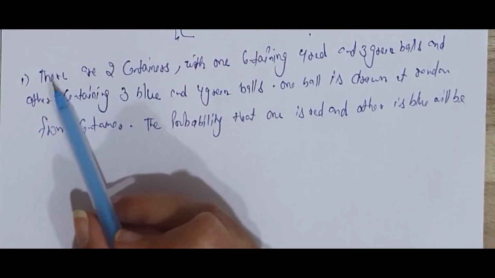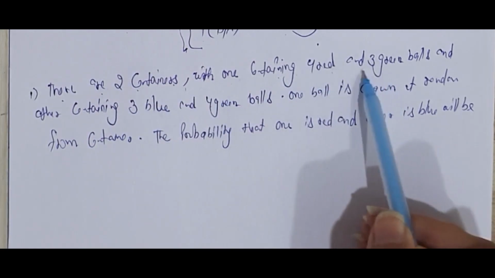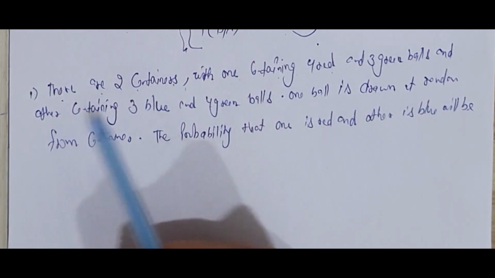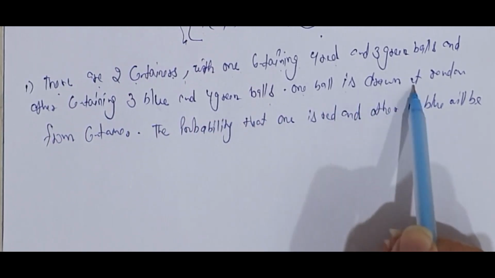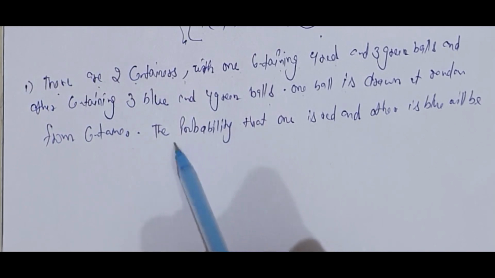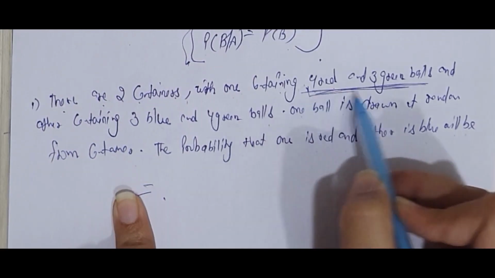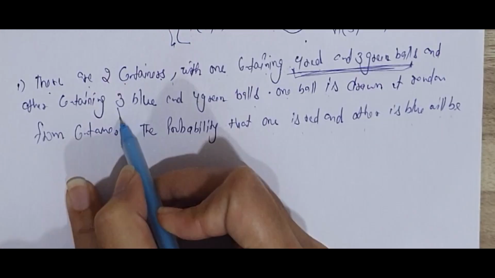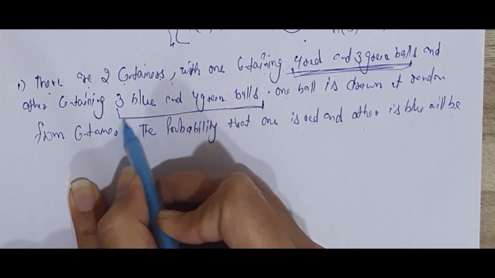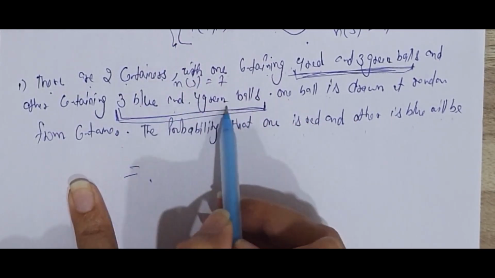Now understand it with the help of an example. There are two containers, one containing 4 red and 3 green balls, and the other containing 3 blue and 4 green balls. One ball is drawn at random from each container. What is the probability that one is red and the other is blue? Here total number of cases is 7. Here NS is 7. In the second case, NS is also 7. Total number of cases is 7.